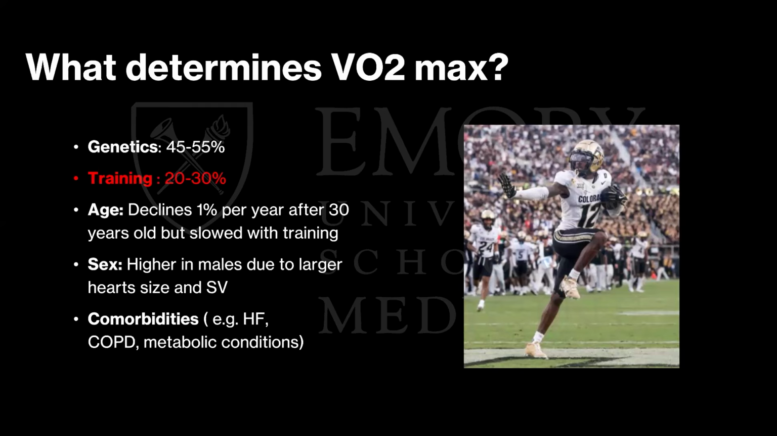Sex, your gender, definitely plays a big role in your VO2 max. Males have larger stroke volumes and cardiac output. So going back to that equation, cardiac output is at the top, so if you have a higher cardiac output, your VO2 max is going to be larger. When you compare men and women in the same age group, the men are always going to be higher. And any baseline comorbidities, heart failure, COPD, any metabolic conditions, as I already spoke about throughout the presentation, are going to throw off your VO2 max.